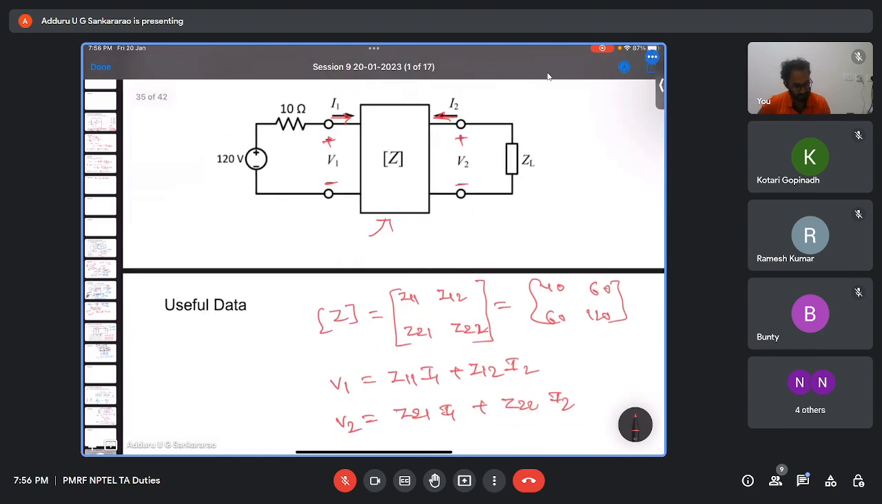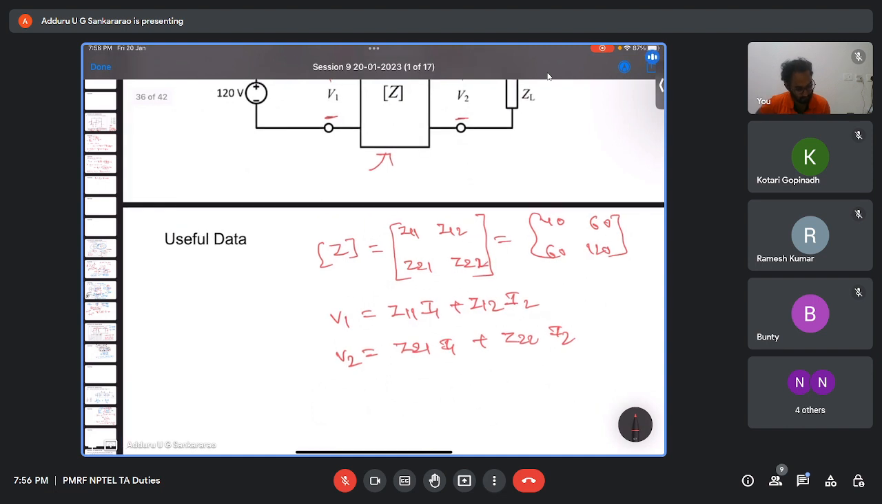So for this network, we can get V1 is 40 I1 plus 60 I2, and V2 is 60 I1 plus 120 I2.